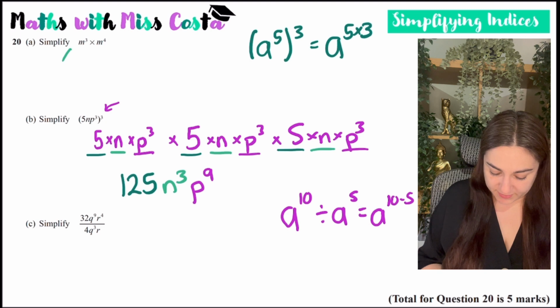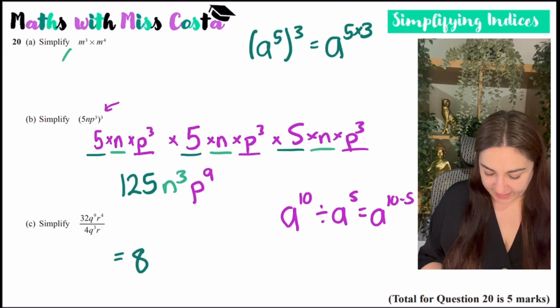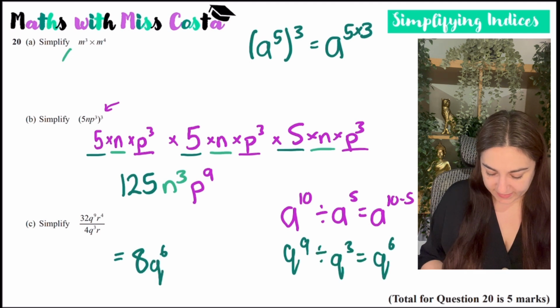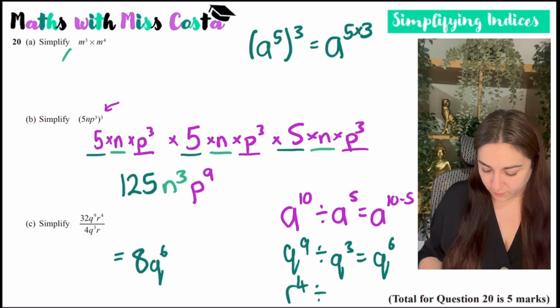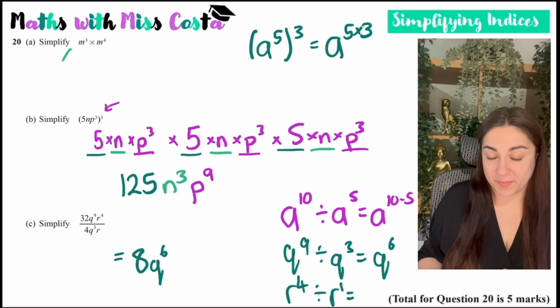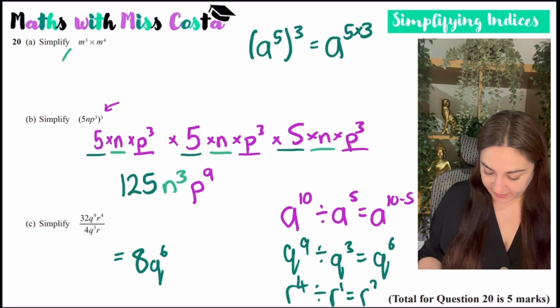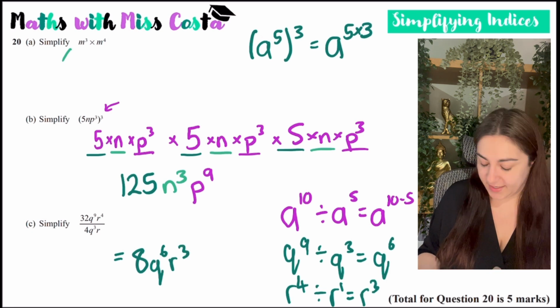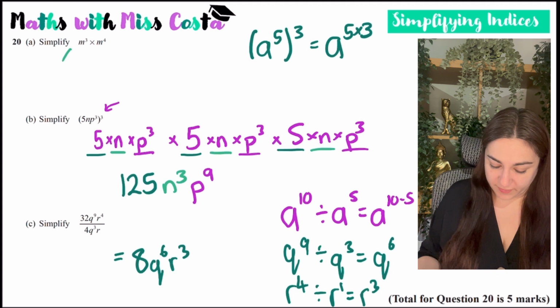So we do 32 divided by 4, which is 8. Then q to the 9 divided by q to the 3 is going to give me q to the power of 6. And then you've got r to the power of 4 divided by r. And remember there's an invisible 1 over there, so that would be r to the power of 3. So that's the quick way if you're feeling confident with those.